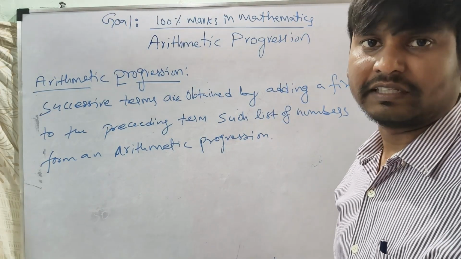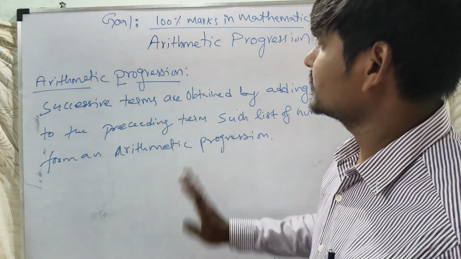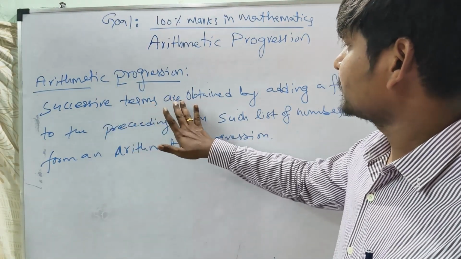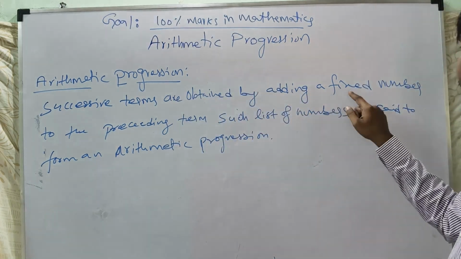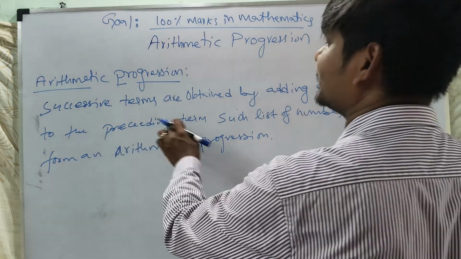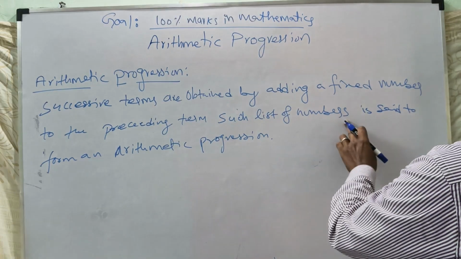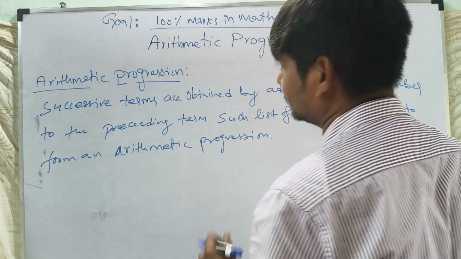So these are examples of sequence. Now we will discuss arithmetic progression. Arithmetic progression is nothing but a list of numbers in which successive terms are obtained by adding a fixed number to the preceding term. Such a list of numbers is said to form an arithmetic progression.